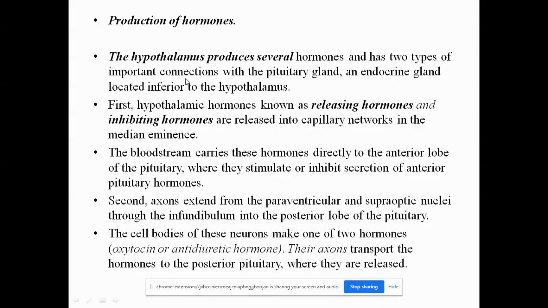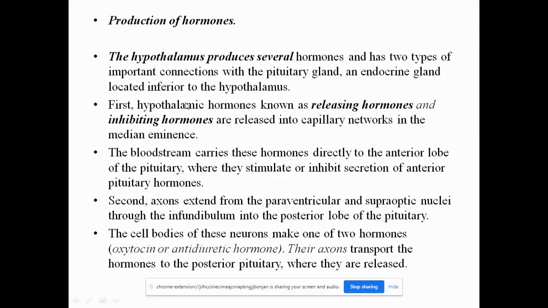So the hormones released by the hypothalamus, as I told you, are called the releasing hormones or inhibiting hormones. They are released into the capillary network in the median eminence, which surrounds the infundibulum. So the hormones are taken by the bloodstream directly to the anterior and the posterior lobe. In the anterior lobe, they stimulate or inhibit secretions of the anterior pituitary hormones. I think you all know what the anterior pituitary hormones are: growth stimulating hormone, thyroid stimulating hormone, adrenocorticotropic hormone, follicle stimulating hormone, luteinizing hormone, etc.